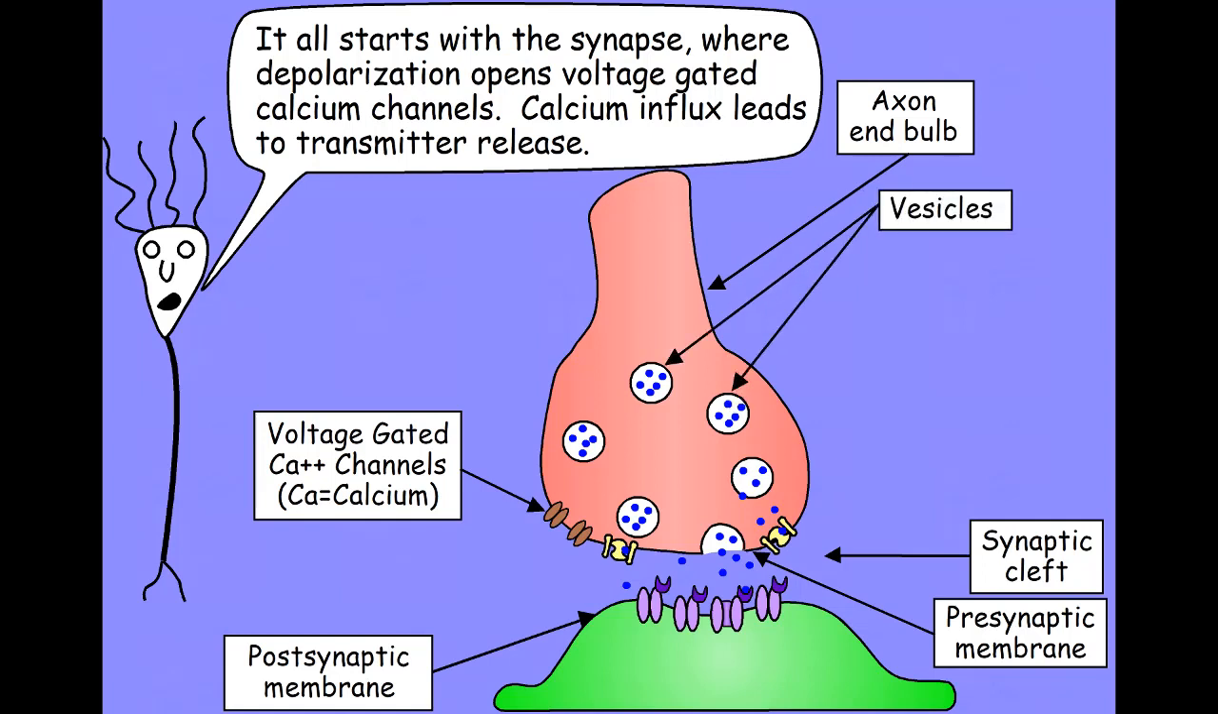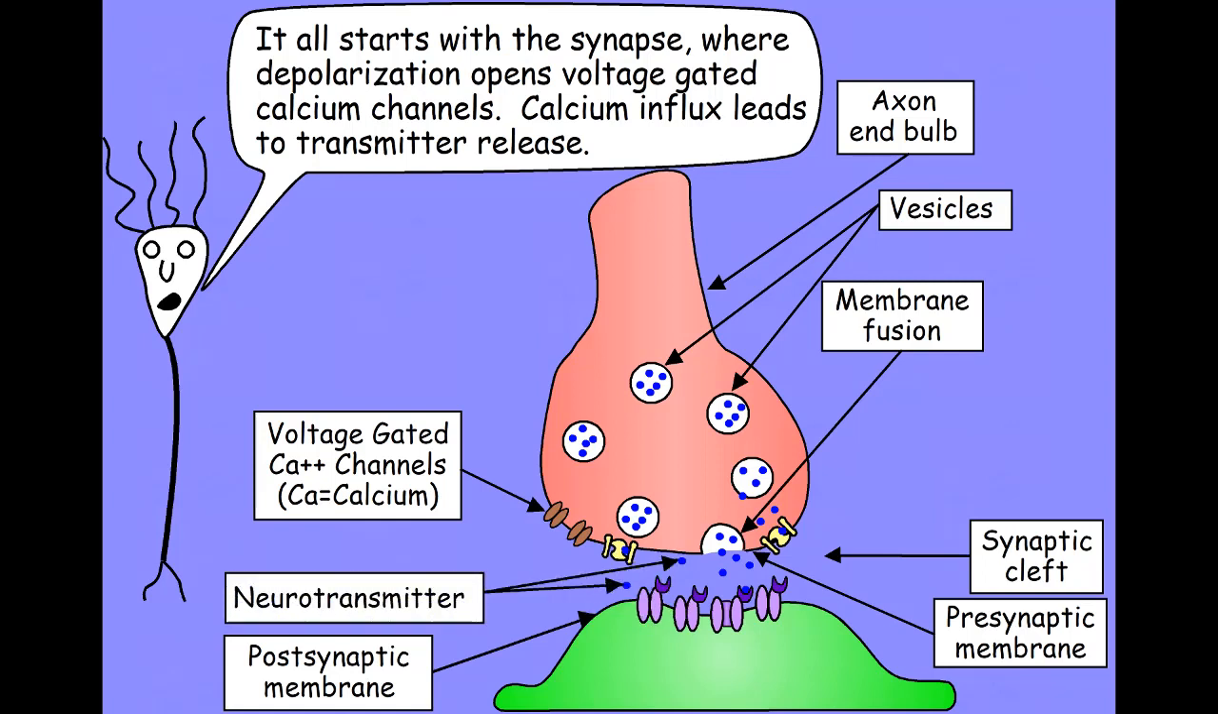We have these vesicles in our synaptic end bulb, these little bags, as it were, filled with neurotransmitters. When calcium rushes into the axon end bulb, that triggers these vesicles to begin fusing with the membrane, and they release their neurotransmitters into the synaptic cleft. Those neurotransmitters then diffuse across the synaptic cleft, and they bind to receptor sites on our postsynaptic membrane here.